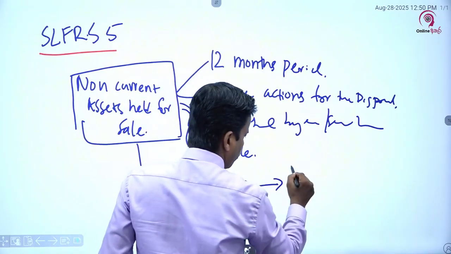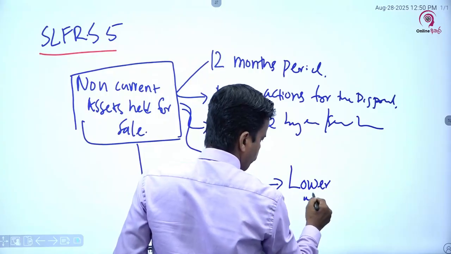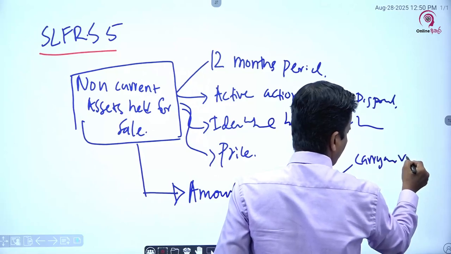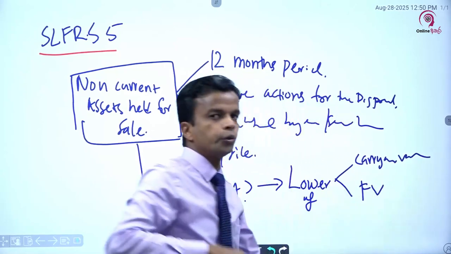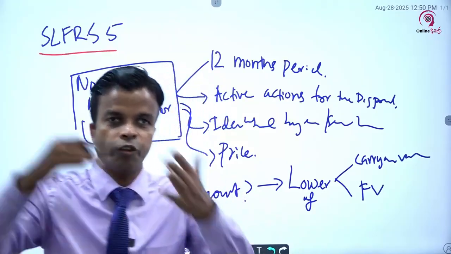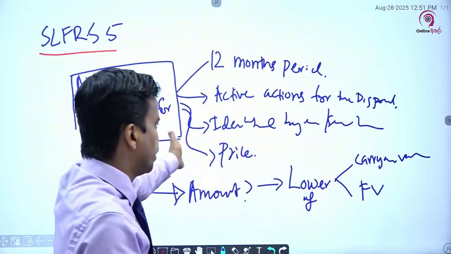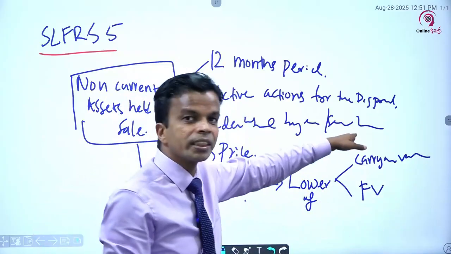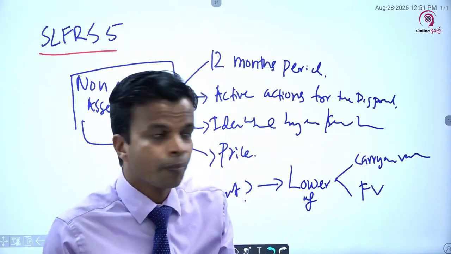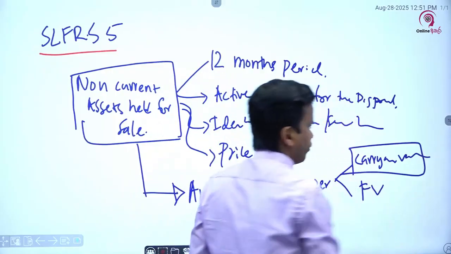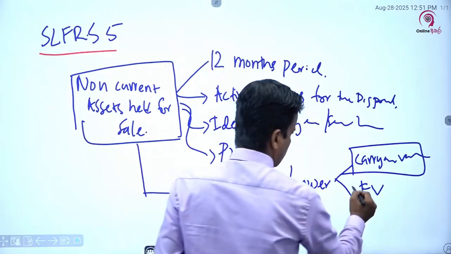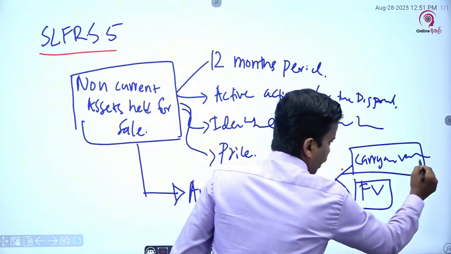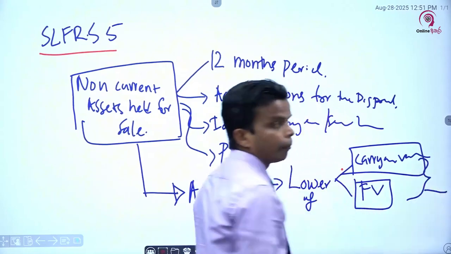The standard says the amount should be the lower of carrying value, which is what is in the books at the moment, or the fair value. So you should do a fair value assessment of the asset which you are going to dispose of, meaning fair value is the consideration that you are expecting to receive. Compare that with carrying value. If there is a gain, continue recognizing at carrying value. If there is a loss, meaning fair value has come down compared to carrying value, record this amount, and the difference you should recognize as impairment.